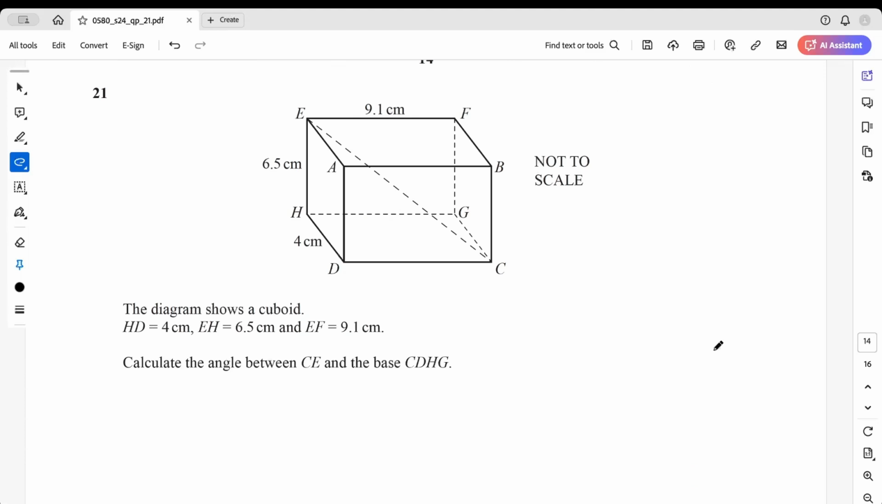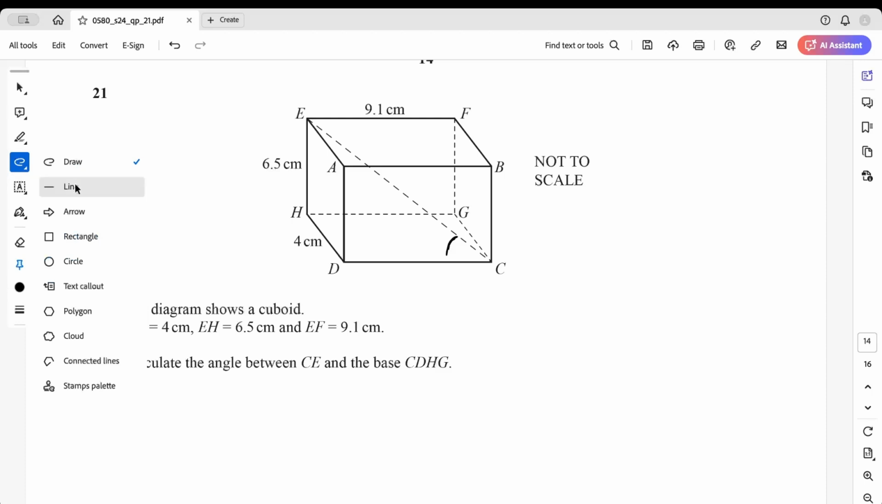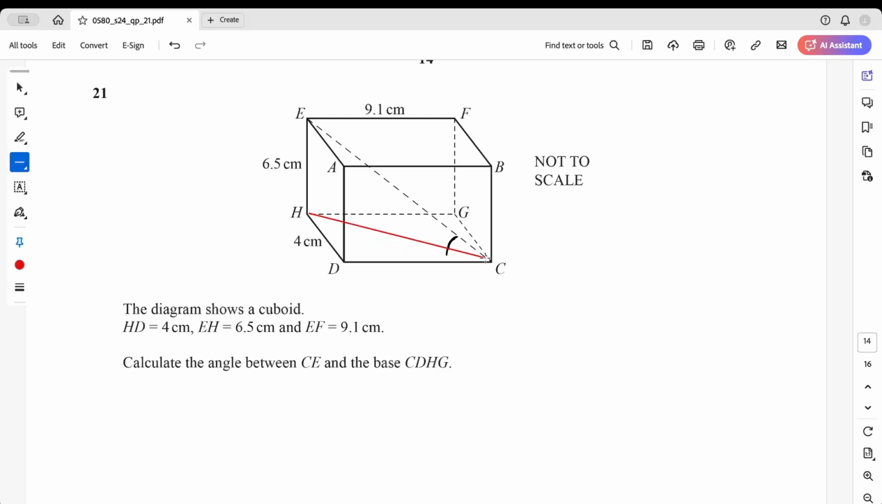Question 21. The diagram shows a cuboid and we are given all this information about their lengths, which are here. Calculate the angle between CE and the base. So the angle between CE and the base is this angle. Imagine that one, it's an angle of elevation. So to be able to get that, we first need to find this.